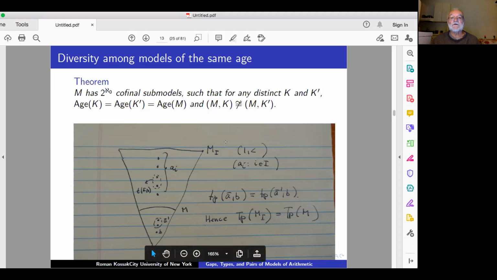And now because of that, there are two things. First of all, the age of Mi is the same as the age of M. Here I use the notation that I used before, types of Mi are the same as types of M. Also, because we didn't change the standard system, you can embed Mi into M on a cofinal subset. So you get this family of cofinal submodels.